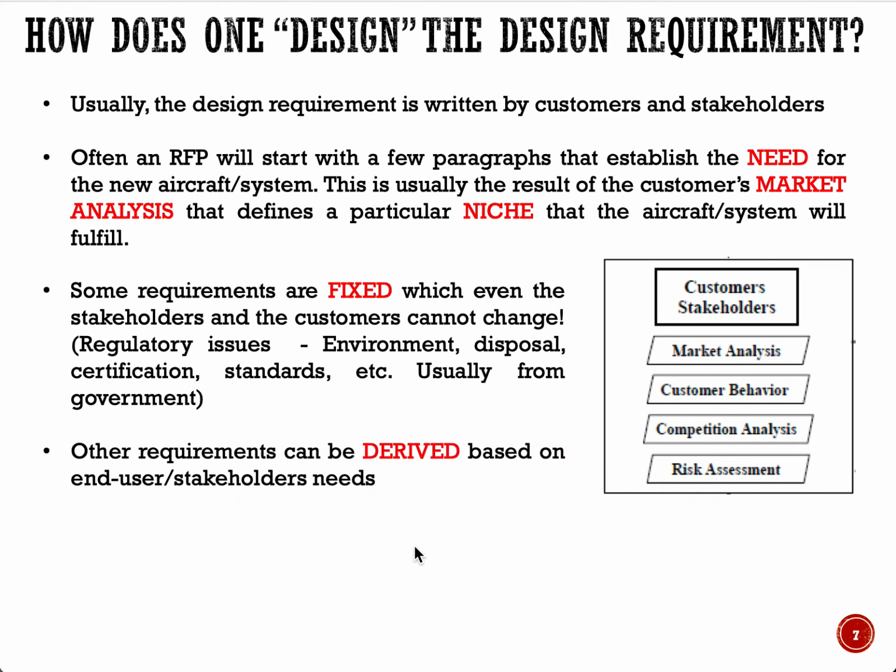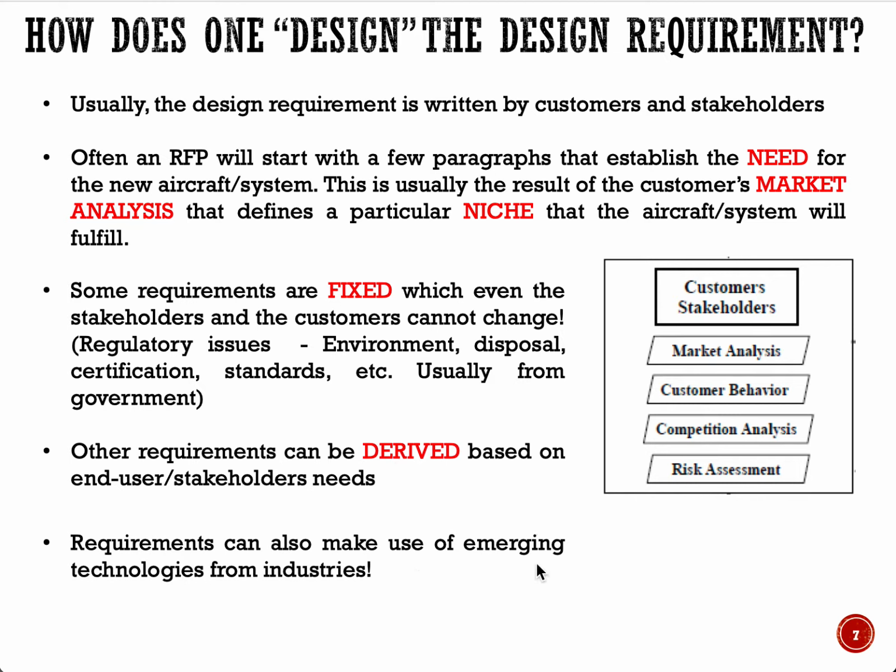Right. But some requirements can be derived based on end user and stakeholder needs, which we will talk about right now. It's basically deriving some performance metrics based on what the customers or stakeholders actually need, right? And as I said, requirements can also make use of emerging technologies from industries. Most likely, if somebody comes up with ultra efficient engines, like GE, that can definitely be included in the design process. If you have an extremely lightweight material that people are using nowadays, like composite structures, you can almost certainly bring that into the design requirement as well, right?